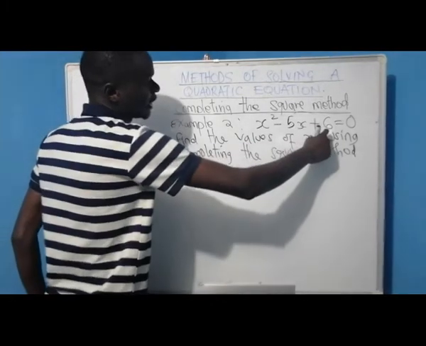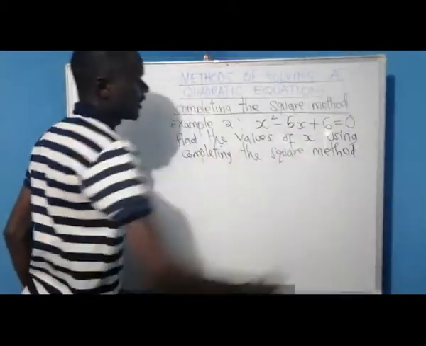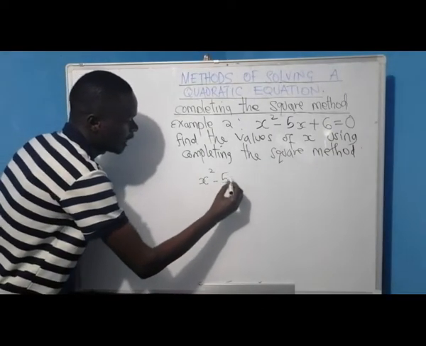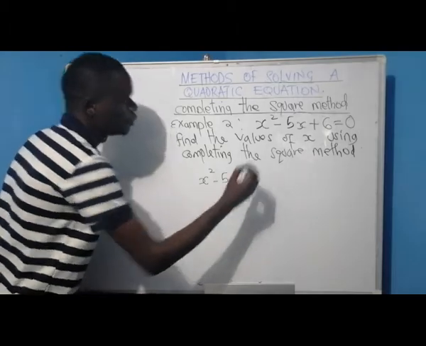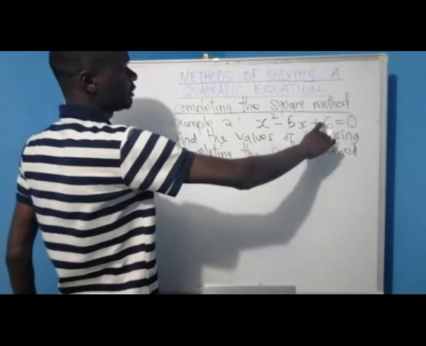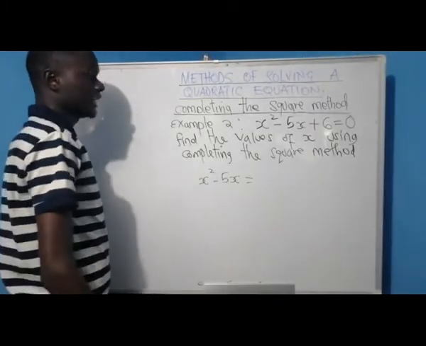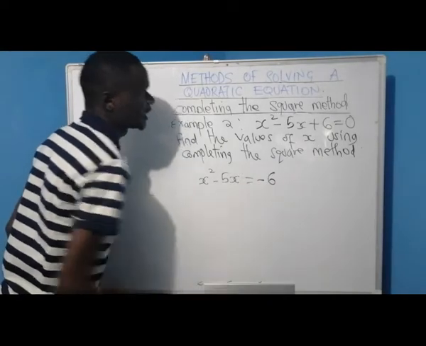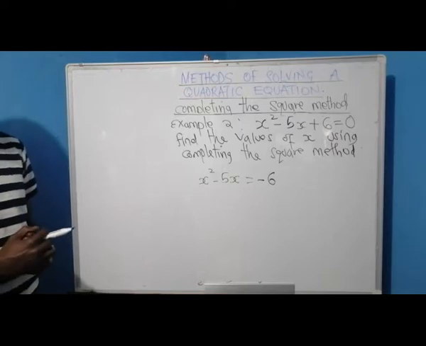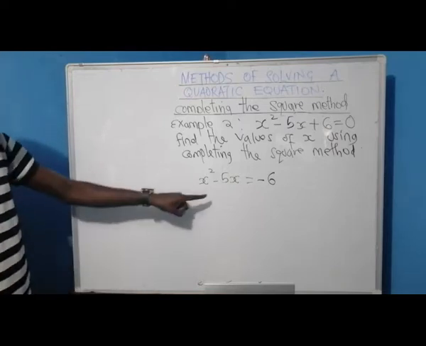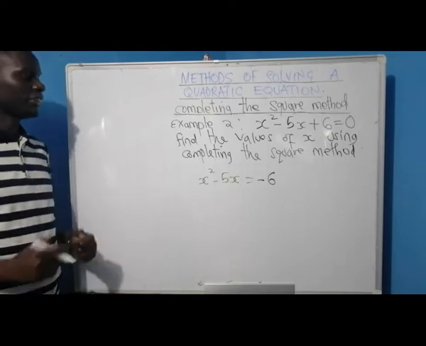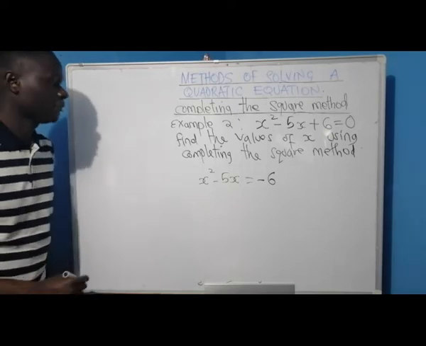whereby we take the constant term to the other side of the equation to have x squared minus 5x is equal to, if we take positive 6 to the right hand side of the equation, we get negative 6. 0 minus 6 is negative 6. Now, at this stage on the left hand side of the equation, we have to make it a perfect square. And how do we make it a perfect square?